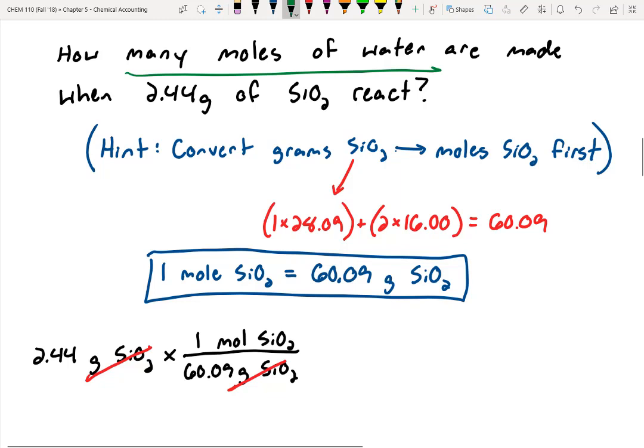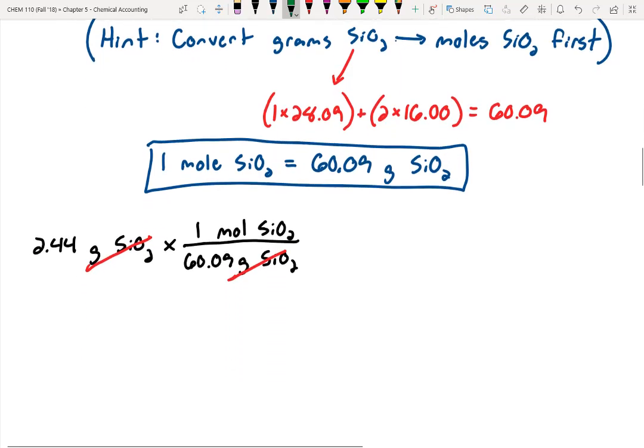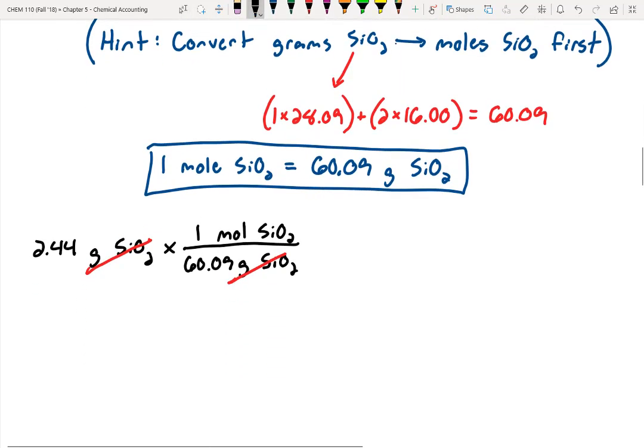So we need to convert from moles of silicon dioxide to moles of water. So let's try to do that. And we'll set up our math problem first. We want to cancel out moles of silicon dioxide, and we want to get to moles of water.